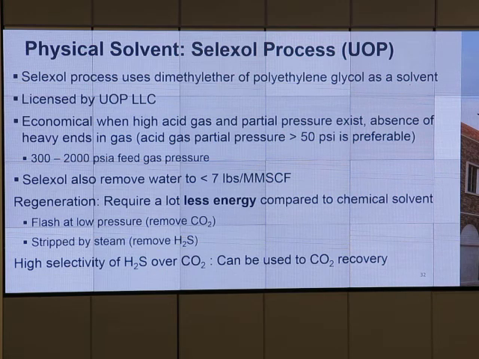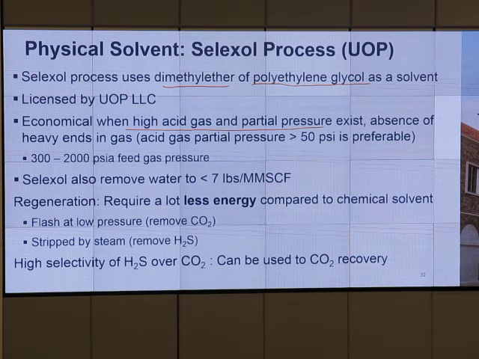Okay. Selexol Process uses dimethylether of polyethylene glycol, or something like that. So what happens is it uses physical absorption. Acid gas dissolves in it. It's good when there is high acid gas partial pressure.